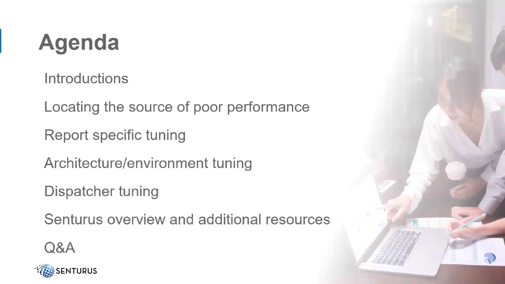We'll do some introductions, then we'll talk about locating the source of poor performance in your Cognos environments. We'll talk about report-specific tuning, as well as architecture and environment tuning. We'll talk about how to tune your dispatchers, a little bit of an overview of Senturus and additional resources that we have available to you. And as I said, we'll do some Q&A at the end.